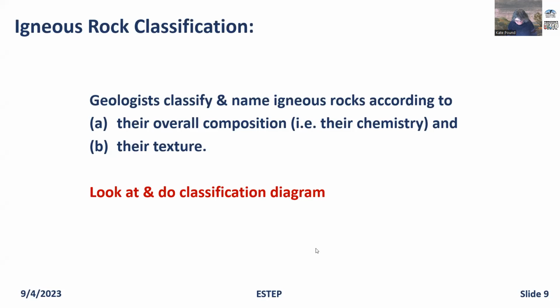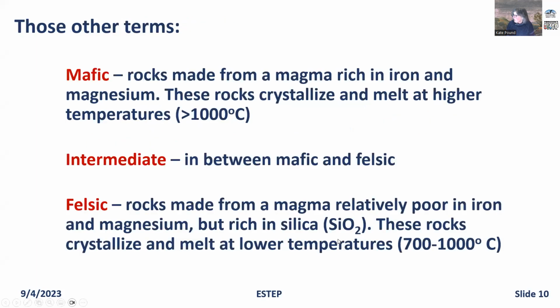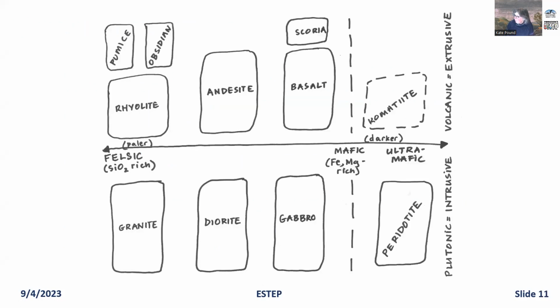All right, so we've done our classification diagram and you've messed with your rocks. Now let's just review what we've talked about. We've talked about the terms mafic and felsic, and then the in-between area or intermediate rocks, that's the diorite and andesite. Those are called intermediate rocks.